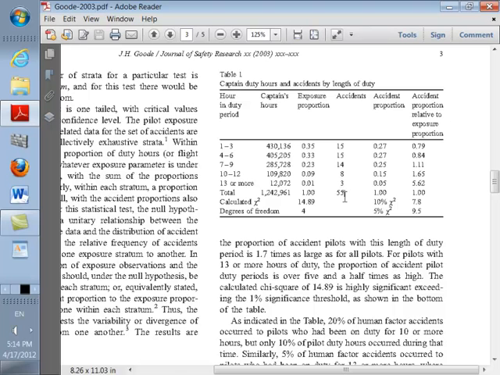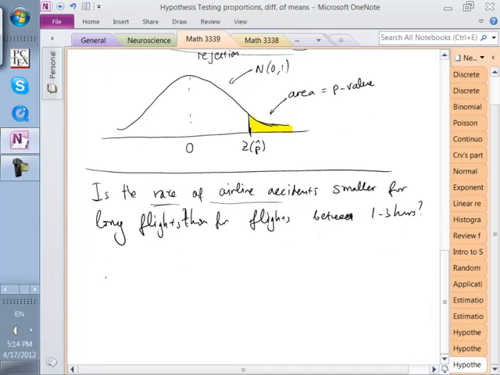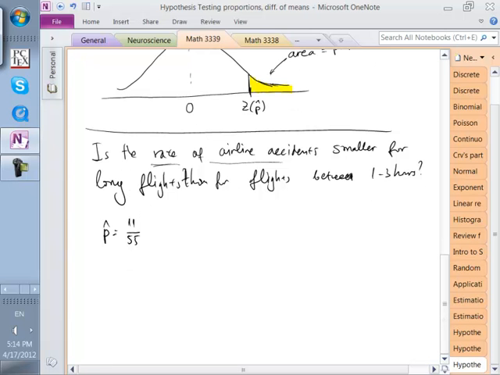So what would be the proportion then? The sample, that would have been my sample proportion in that particular case. So if that would have been my sample proportion, then it would have been 11 over 55. If I want to test it with 0.27, can I test it against 0.27?